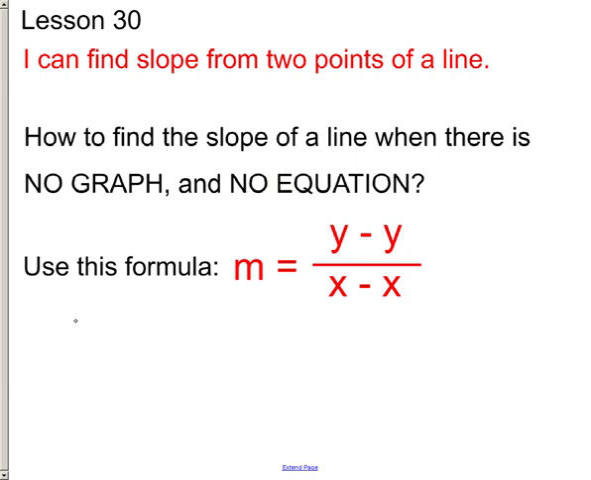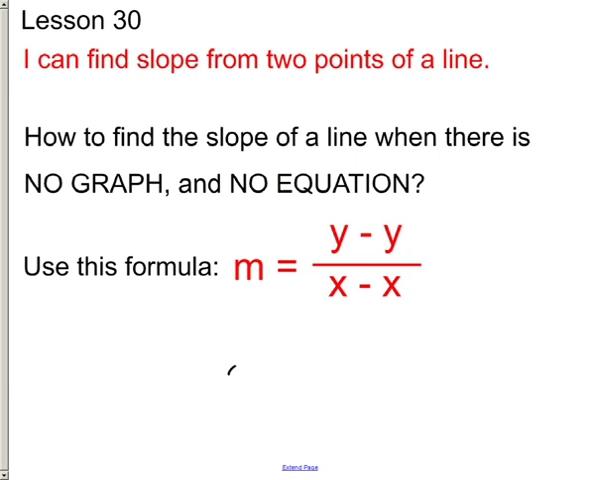What if you need to find the slope of a line, but you have no equation and you have no graph? How do you find the slope of the line if the only thing you have is at least 2 points of the line? You have the coordinates of it, but that's it. Well, you're going to use this formula, and as we learned in the last lesson, m stands for slope.